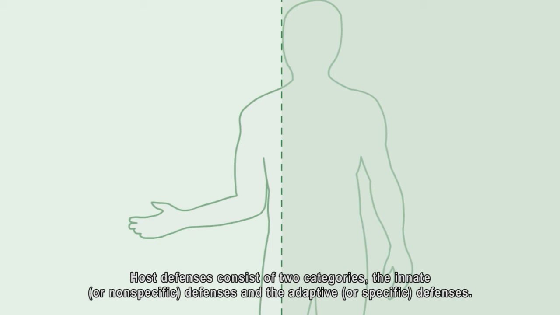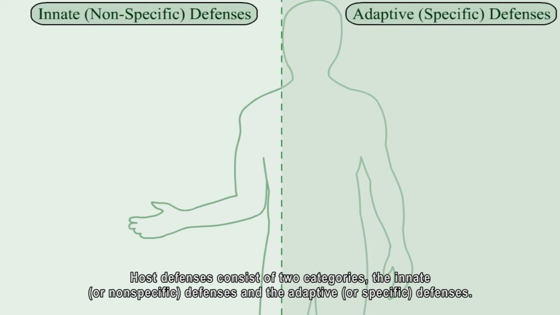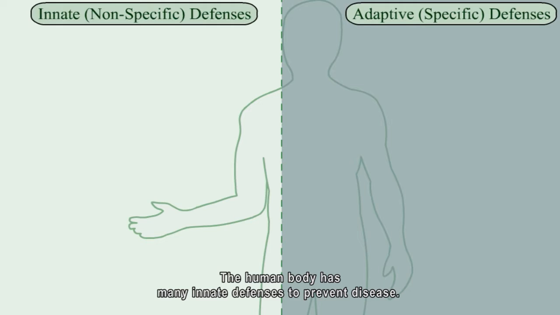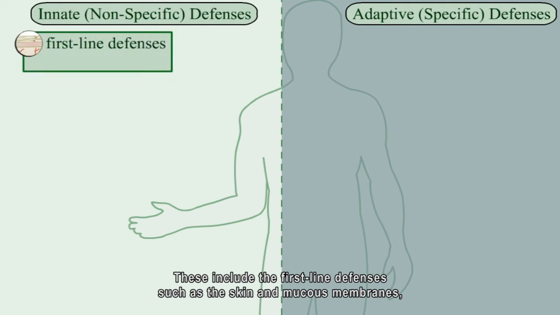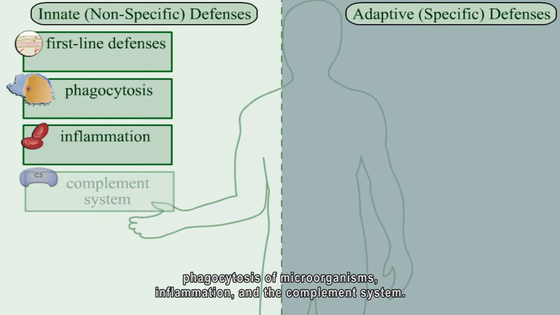Host defenses consist of two categories, the innate or non-specific defenses and the adaptive or specific defenses. The human body has many innate defenses to prevent disease. These include the first-line defenses such as the skin and mucous membranes, phagocytosis of microorganisms, inflammation, and the complement system.